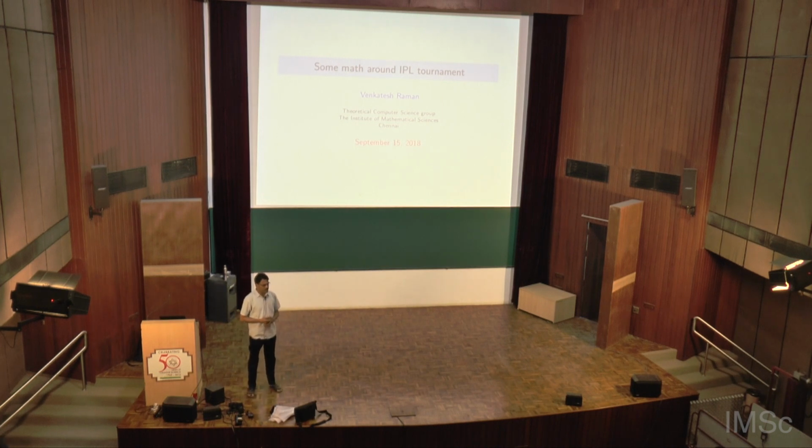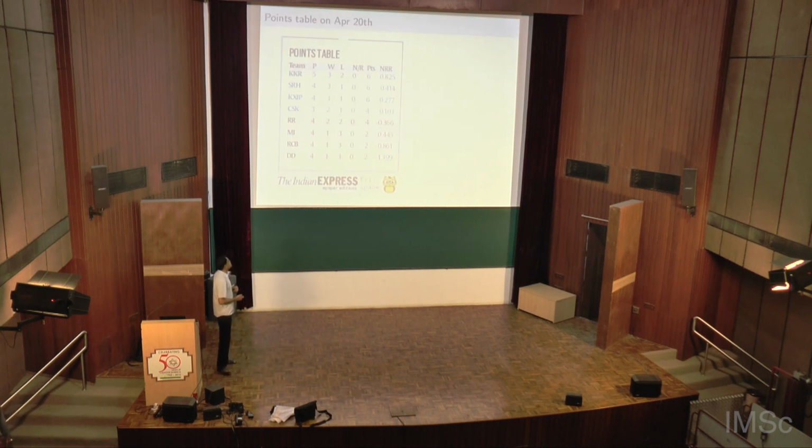8 teams. And how many matches did everyone play in the league tournament? 14 matches, right? So everybody played with everybody else exactly twice. Okay, good. So this was the typical points table you would have seen. This tells you the number of matches played, won, lost, no result, points, net run rate, okay?